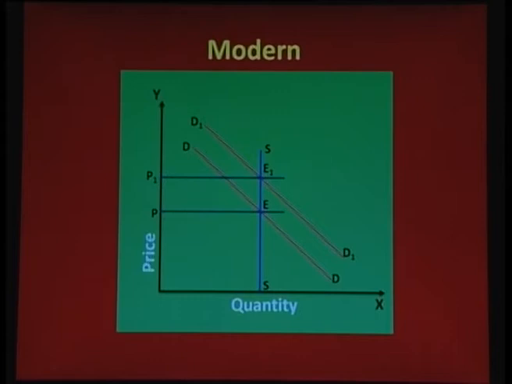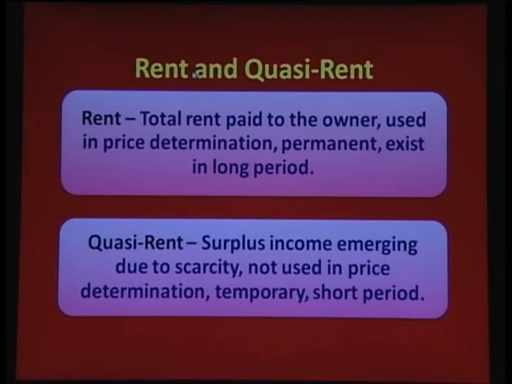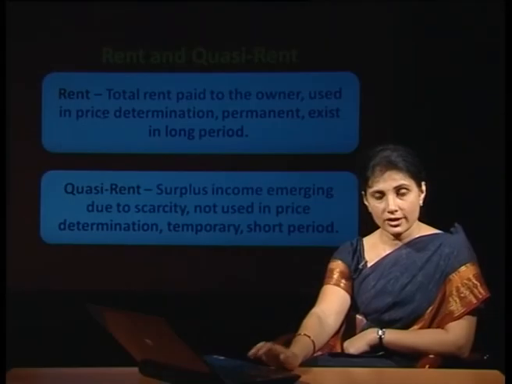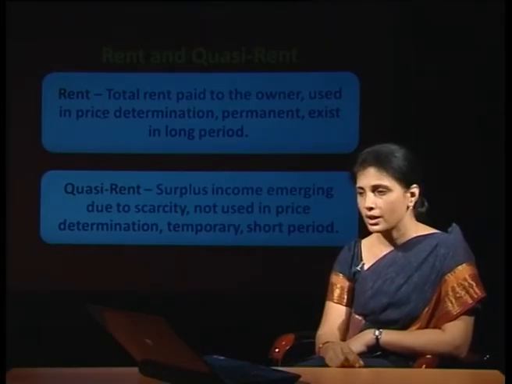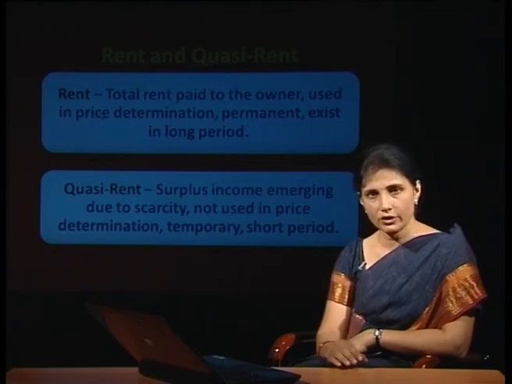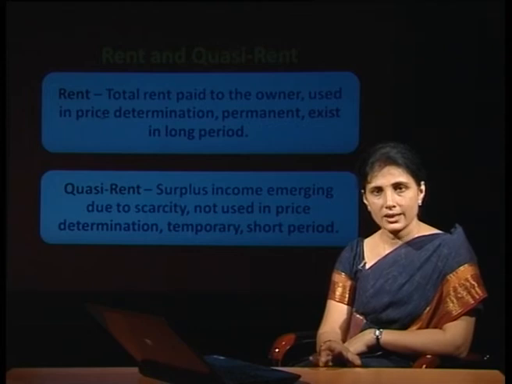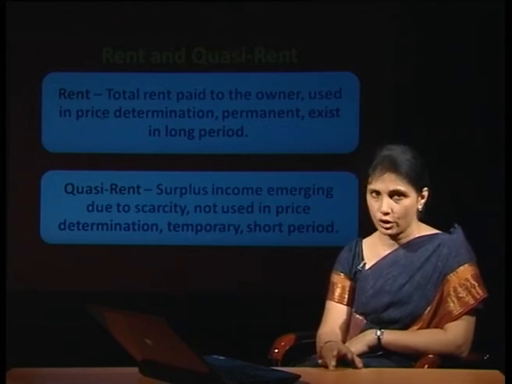Now, after doing the concept of rent and quasi-rent, we can compare these two concepts. Rent is the total rent paid to the owner, used in price determination. It is a permanent concept, and it exists in the long period. So, what is rent? Rent is the total rent accruing, or the true rent appearing, while using any factor of production. And as I told you, it is used in price determination. It is a permanent concept. Once it appears, it will remain for that particular time period. Simultaneously, it exists in the long period.